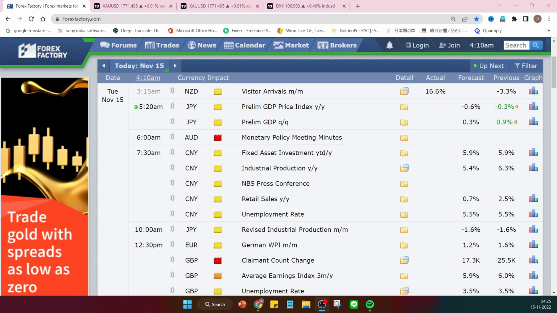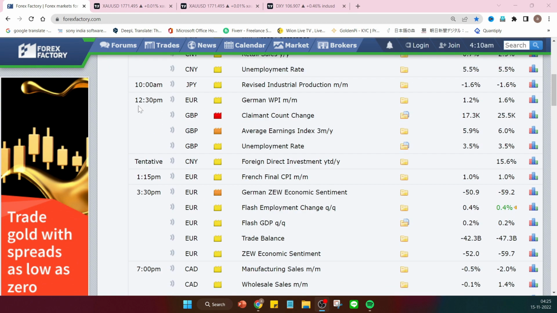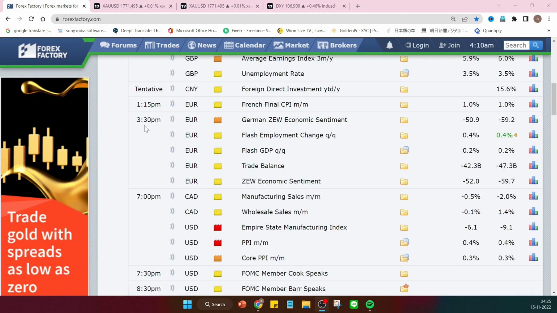So when we look at the economical events plan for today is Tuesday, November 15th. At 6 AM we have high impact news plan for Australian dollar related currency pairs. And at 12:30 PM we have high impact news plan for British pound related currency pairs. And also we have medium impact news at the same time for British pound related currency pairs. And at 3:30 PM we have medium impact news plan for euro related currency pairs.